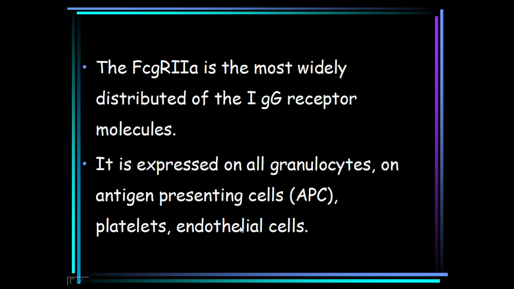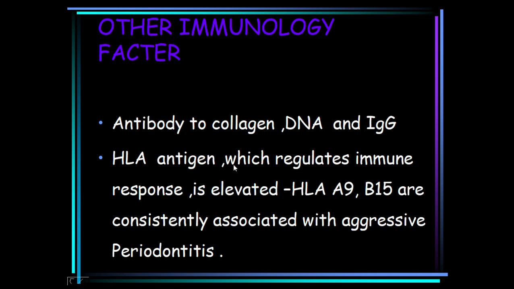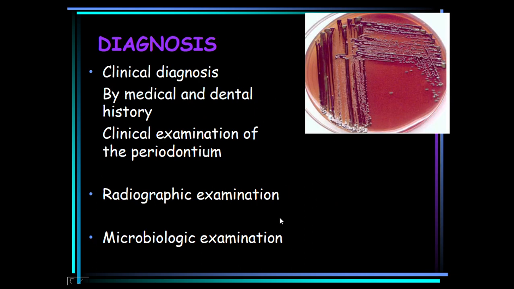The FCGR2A is the most widely distributed of the IgG receptor molecules. It is expressed on all the granulocytes, on antigen presenting cells, platelets and endothelial cells. And there is some genetic polymorphism associated with this which leads to phagocytosis being defective and hence severe periodontitis will be there. Other immunological factors: antibody to collagen, DNA or immunoglobulin. HLA antigen which regulates immune response is elevated. HLA-A9 and B15 have been associated with aggressive periodontitis. Other is environmental, that is smoking, but the mechanism of this is still not clear.